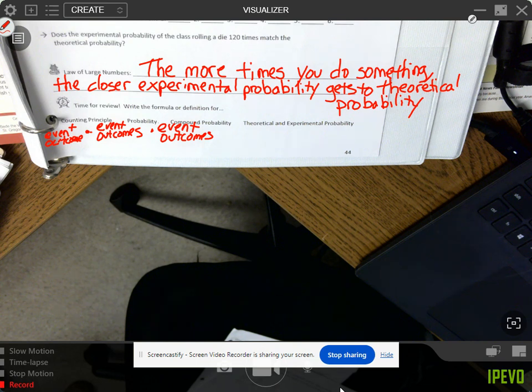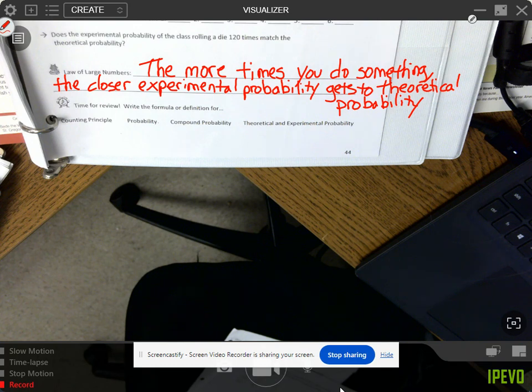A lot of us will forget that on the test. So that will need to be on your help sheet: what the counting principle is. Event outcomes times event outcomes times event outcomes. So make sure you're writing down the correct events so that we know how many multiplications we have to do.